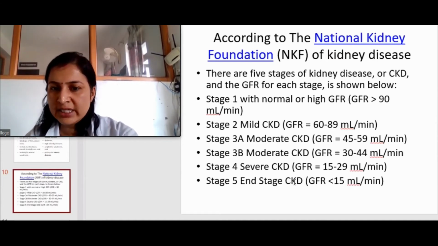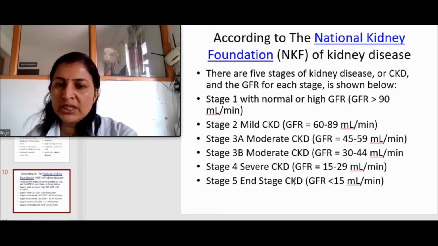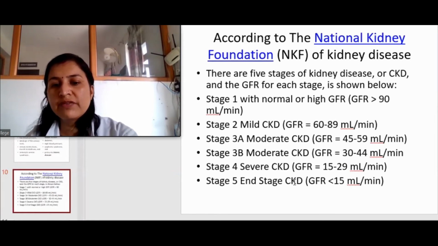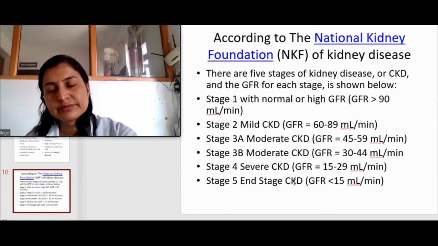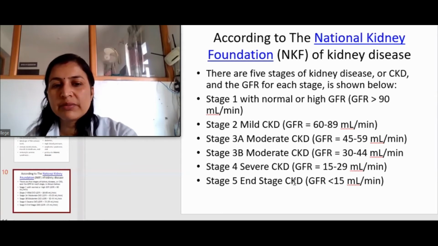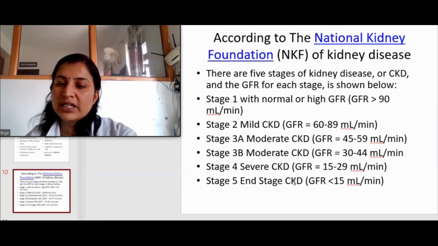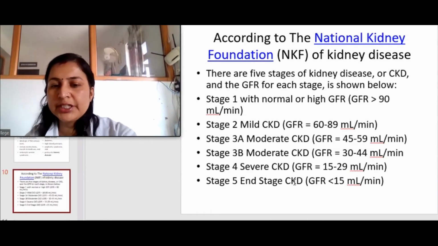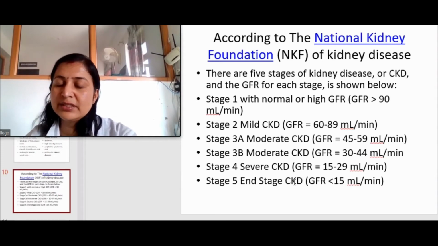In the first stage, there is renal insult, but GFR is almost normal or high, and it is usually more than 90 ml per minute. What is normal GFR, anyone? 125 ml per minute. Okay, great. So 120 or 125 ml per minute. So here the GFR is within normal range, that is, it is more than 90. Then stage 2 is mild CKD. It is less than 90, but 60 or more. So there is a gap of 30. So 60 to 90 is stage 2. So everything is on the basis of GFR.